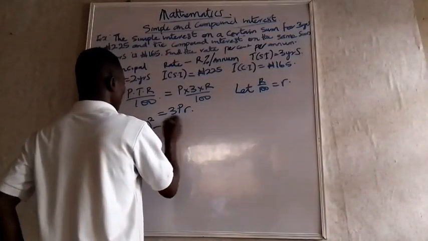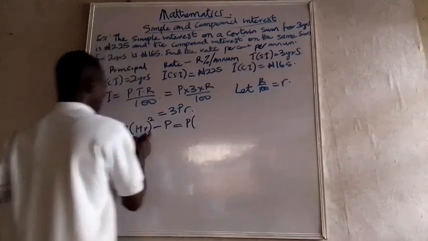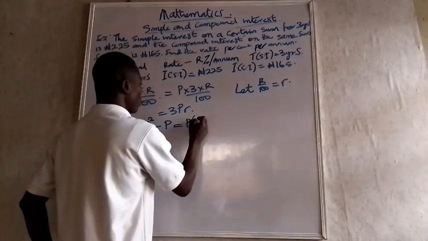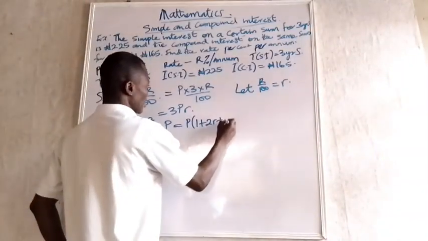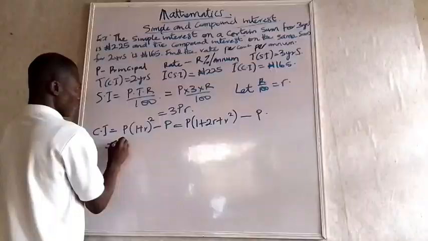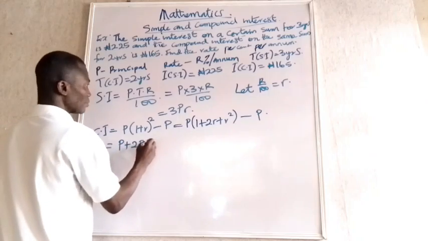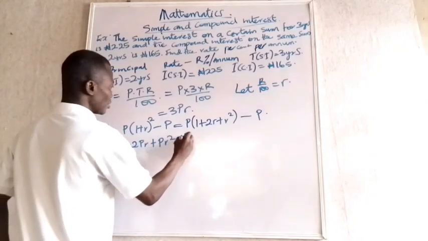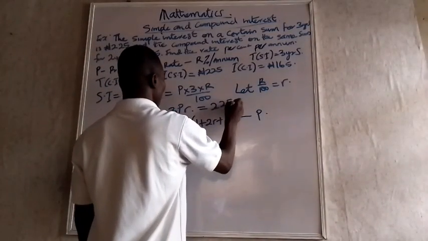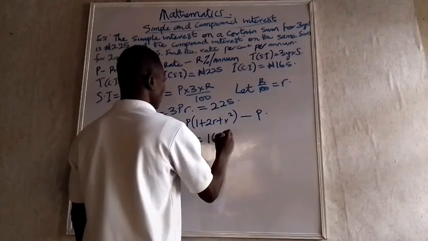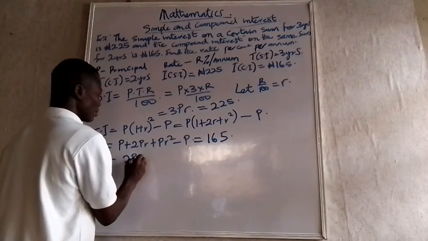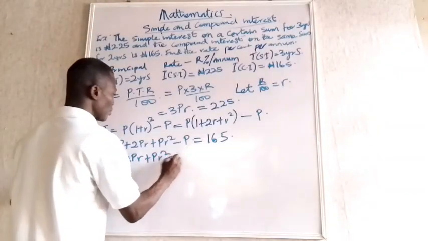And what does this give? It's going to give us P into, this is the formula for the amount. This is the initial principal. So the compound interest will be amount minus principal. So we are going to have P into 1 plus 2r plus r squared minus P. So it's going to give me P plus 2Pr plus Pr squared minus P. And we were also told that this was equal to 225. This is 165. So I have 2Pr plus Pr squared to be equal to 165.